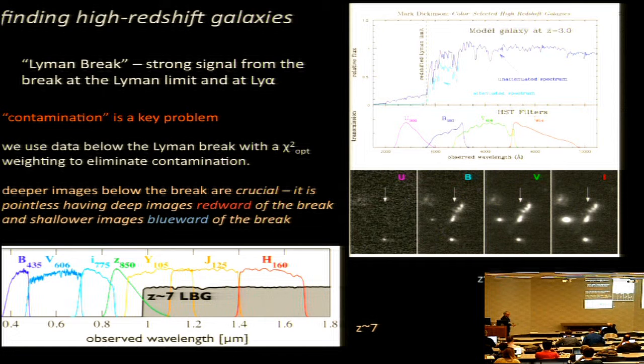is that having deep images, red-ward of the break, and shallower images, blue-ward, is not going to get you large, reliable samples. Samples with 50% contamination rate are just not particularly useful. So the contamination rate is a key issue.